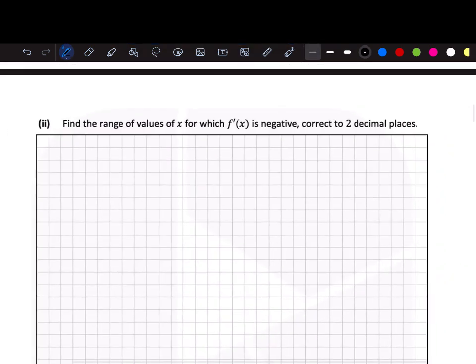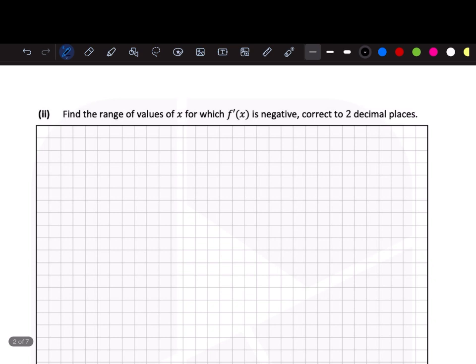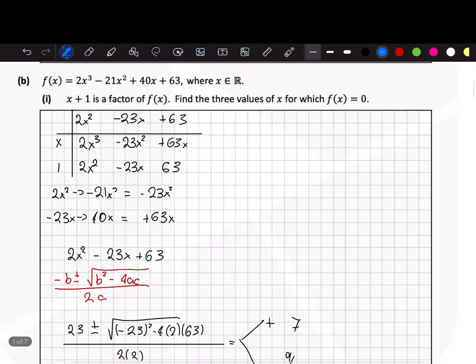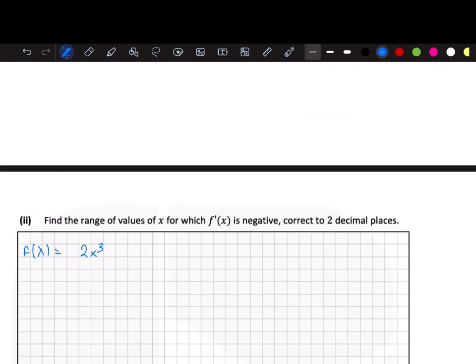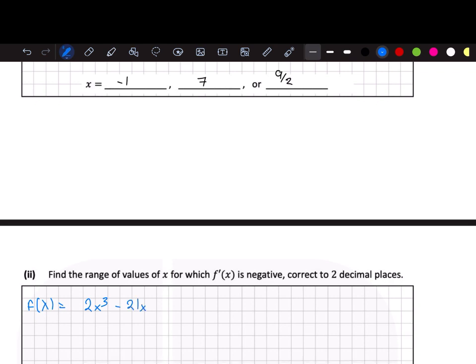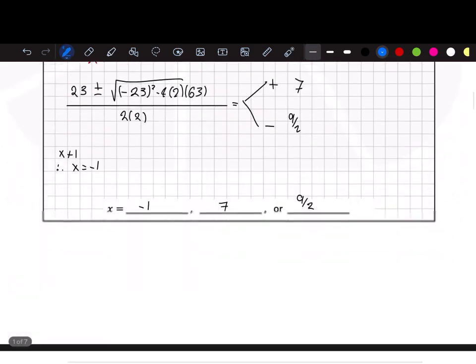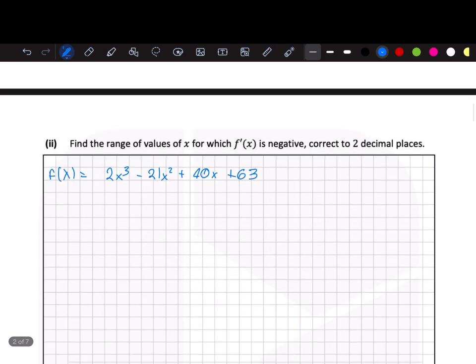Now, find the range of values for x for which f prime of x is negative, correct to two decimal places. So first of all, if we take our f of x again, I'll write it in blue just so you can see at the top. This is going to be equal to 2x cubed minus 21x squared plus 40x plus 63, just double check that. And we need to find the range for which it is negative.